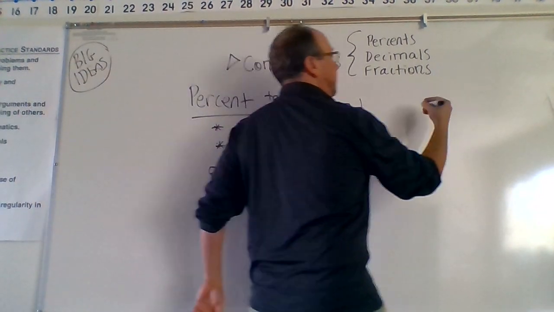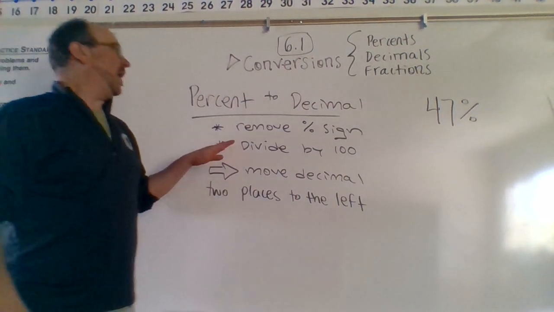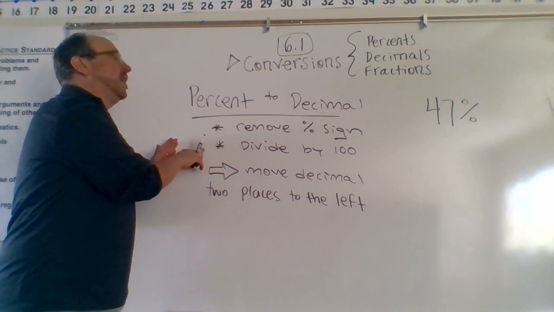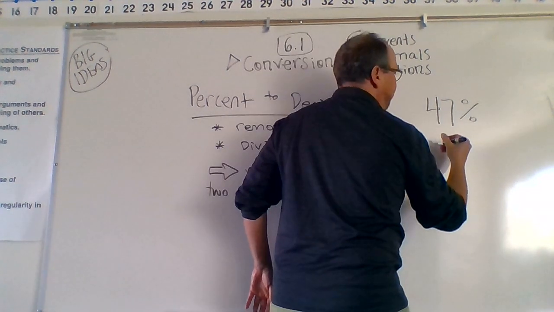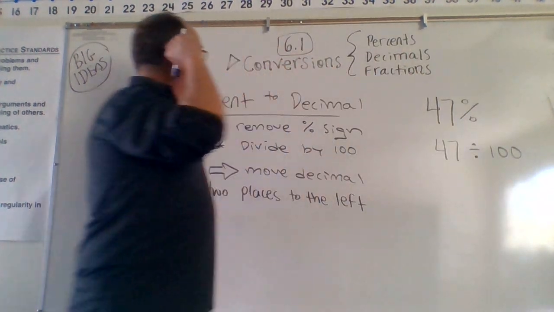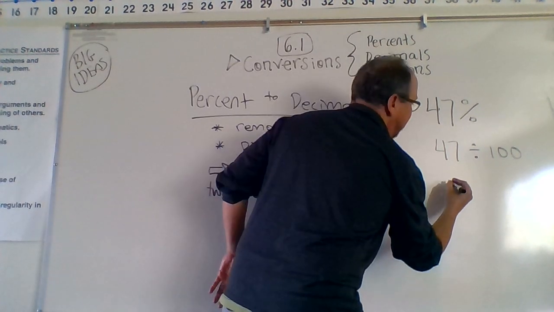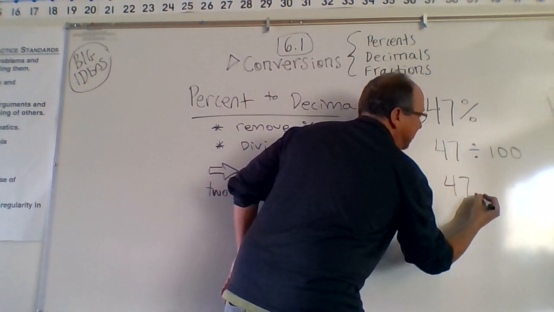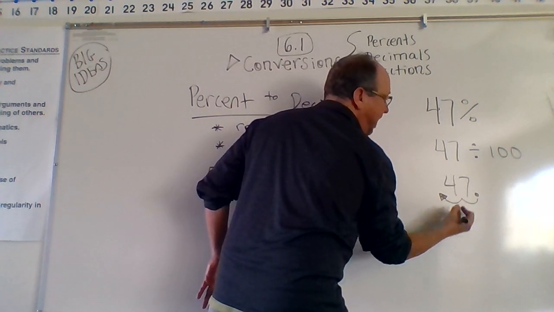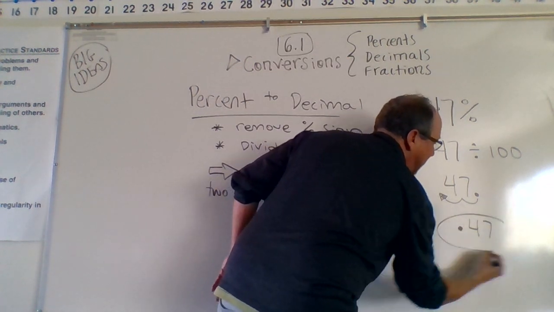So if we're taking a percentage, let's call it 47%. If we want to go to a decimal, we're thinking remove the percentage sign, right? It's not a percentage. We're thinking divide by 100. So 47 divided by 100. And that is to move the decimal also two places to the left. So percent, 47, the decimal coming in after the 7, and we're moving it two places to the left. So that is going to give us this decimal 0.47, 47 hundredths.